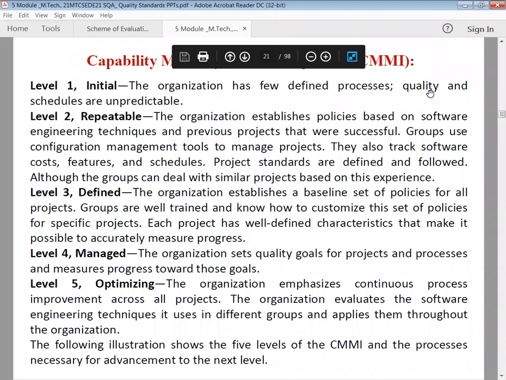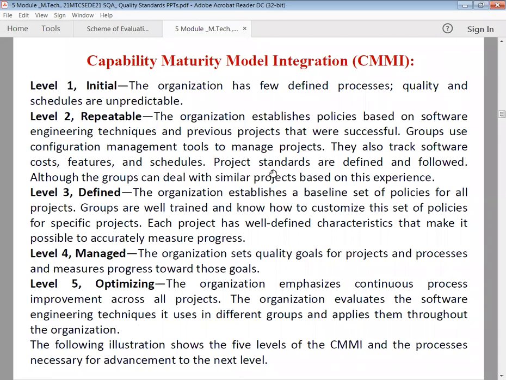So in level one, initial, the organization has few defined processes, quality and schedules are unrepeatable. So here the quality is very low. They will follow fewer standards and will have fewer defined processes. If you take level two, repeatable, the organization establishes policies based on software engineering techniques and provides projects that were successful. So here, if you are following software engineering techniques in your product development, like agile process or extreme programming, or any object-oriented techniques, or hierarchical modeling, then you are following some systematic approach in the development process. They also track software cost, features, schedules, project standards are defined and followed. So they will check whether we are maintaining templates for costing, features, schedules, and project standards. Although the groups can deal with similar projects based on this experience.